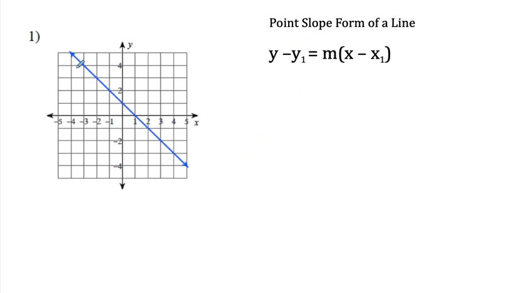So I'm going to pick a point somewhere on this line. It can be any point that I want. So I'm going to pick this point right here, okay? And so this is the point -2, 3. So my point that I've chosen is the point -2, 3.